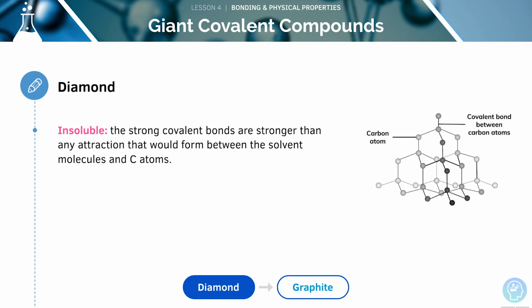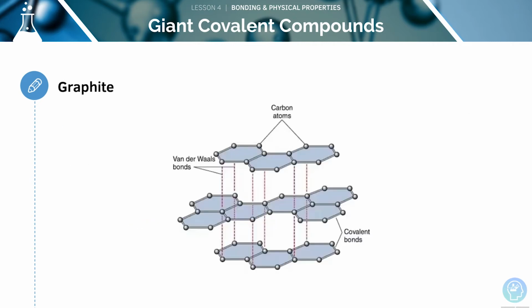Diamond's insolubility is due to the attraction between the carbon atoms by the covalent bonds, which is stronger than the attraction between solvent molecules and carbon atoms. Remember, something is soluble if the attraction between the solvent and solute particles is stronger than the original bonds in the solute or solvent. Diamond is insoluble in water and organic solvents.